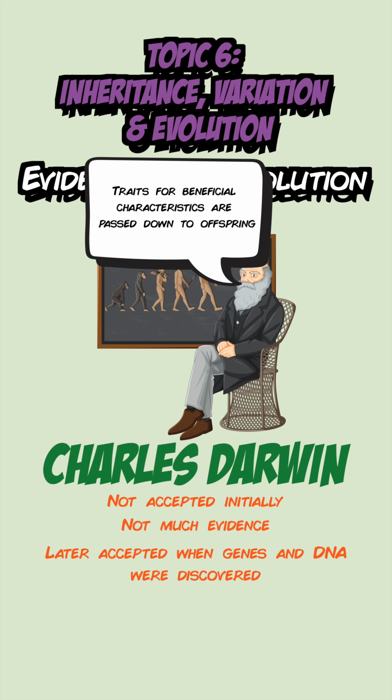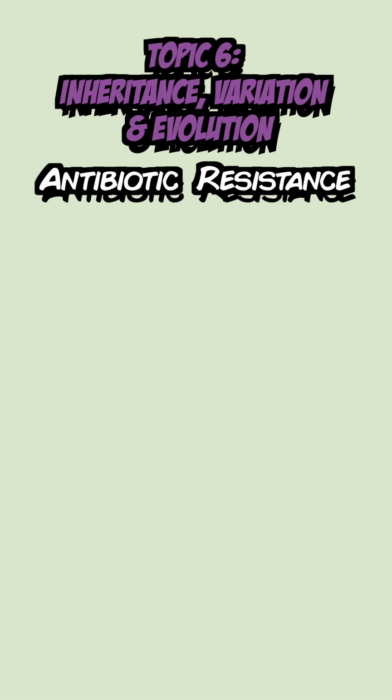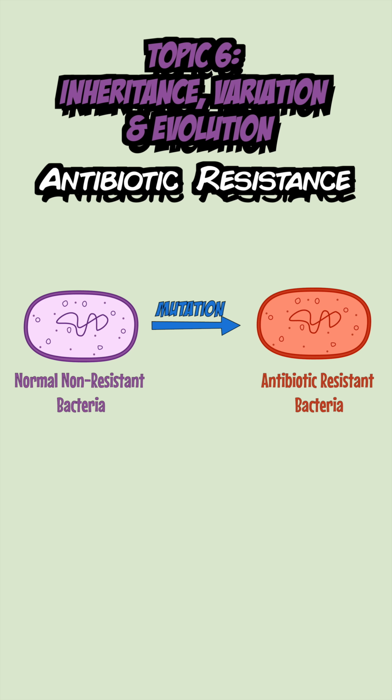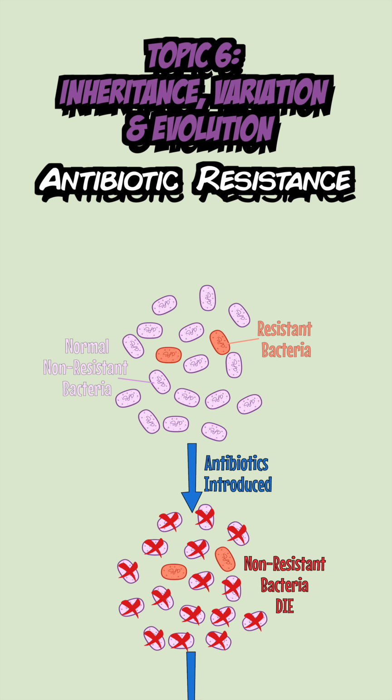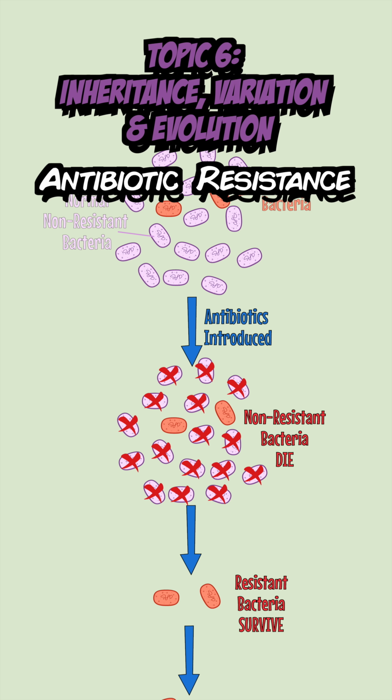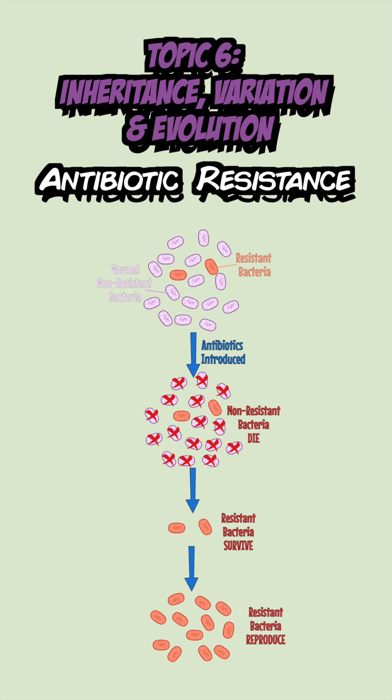This theory was only accepted later when DNA and genes were fully understood. We found out that characteristics were passed down to offspring through genes. Other evidence we had was antibiotic resistance, where some bacteria cells mutate and don't get killed by antibiotics. Natural selection causes the normal bacteria cells to be killed due to the antibiotics and the resistant ones to survive and reproduce. This results in the bacteria evolving.